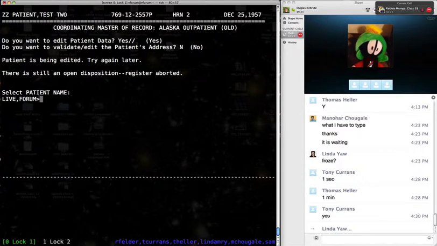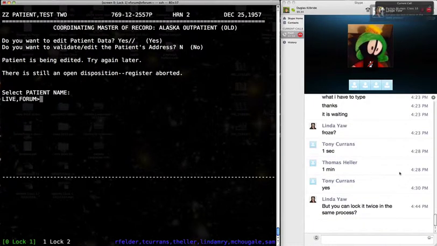So I'm going to show you another example, but I just want to pause here for questions. I want to see if anybody has any questions about lock. Can you lock it twice in the same process? Actually, Linda, the answer is yes, and we've actually just done that. I'll show you how. So here we go.